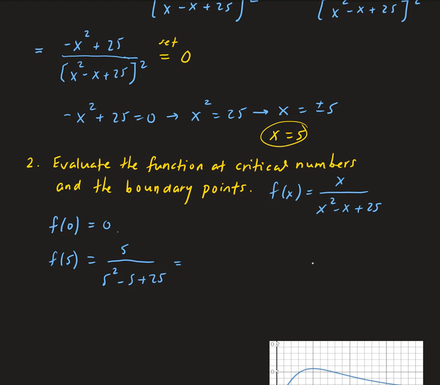And when we simplify this, we're going to get 1/9. So we have 5 over, just check my work here. We have 5, yeah. So that's going to give us 1/9.